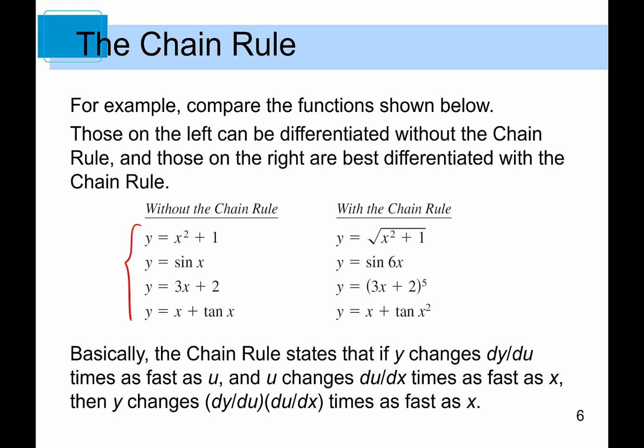So these are the functions without using the chain rule, like y equals x squared plus 1. If you put a square root on top of the function, then it becomes a composite function, a composite function of a second degree polynomial.